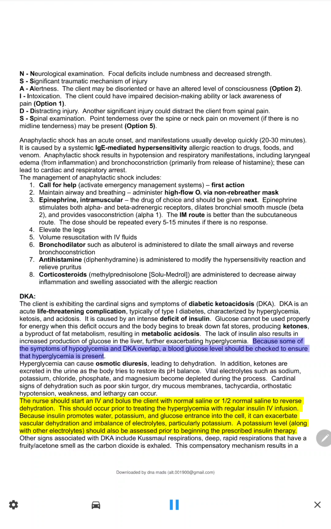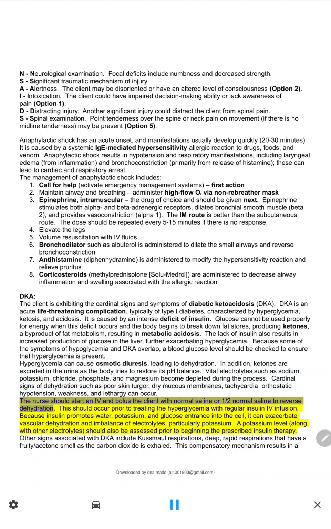Because some of the symptoms of hypoglycemia and DKA overlap, a blood glucose level should be checked to ensure that hyperglycemia is present. Hyperglycemia can cause osmotic diuresis, leading to dehydration. In addition, ketones are excreted in the urine as the body tries to restore its pH balance. Vital electrolytes such as sodium, potassium, chloride, phosphate, and magnesium become depleted during the process. Cardinal signs of dehydration such as poor skin turgor, dry mucous membranes, tachycardia, orthostatic hypotension, weakness, and lethargy can occur.